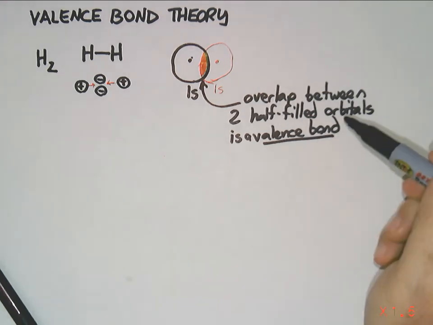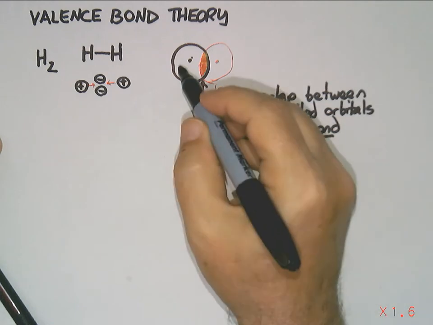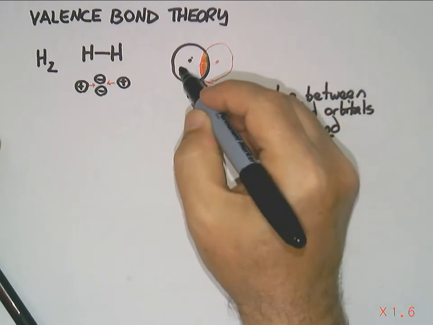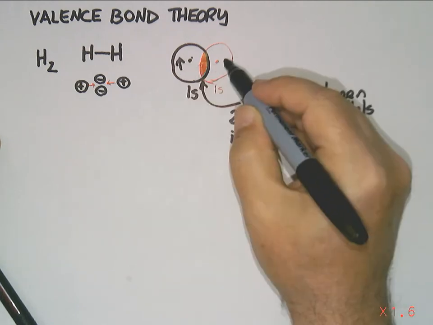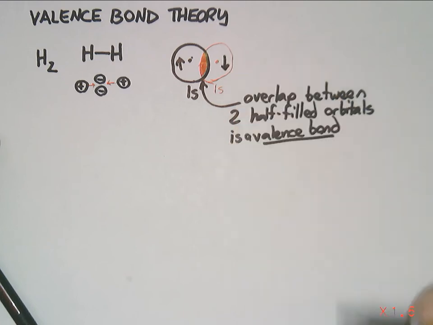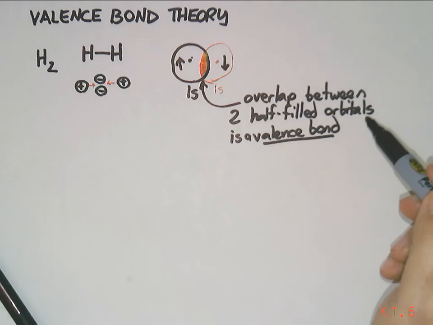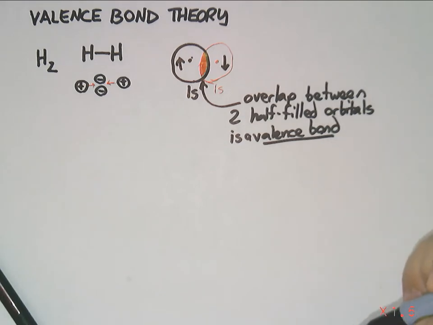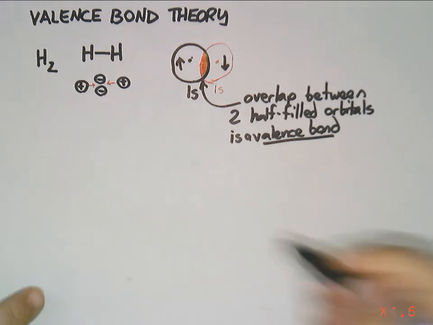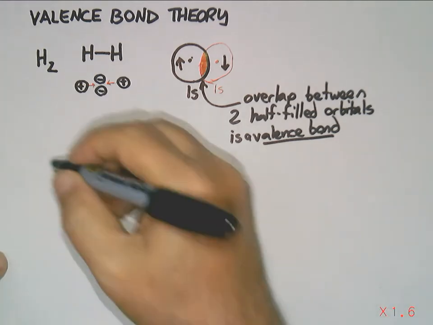Now I'm saying an overlap between 2 half-filled orbitals, but really there's a further restriction. One of them has to be a spin-up electron, and the other one has to be a spin-down. So you not only have to overlap 2 half-filled orbitals, but they have to have opposite spins. Now there's another way we can draw the valence bond structure here. We can do it with energy level diagrams.